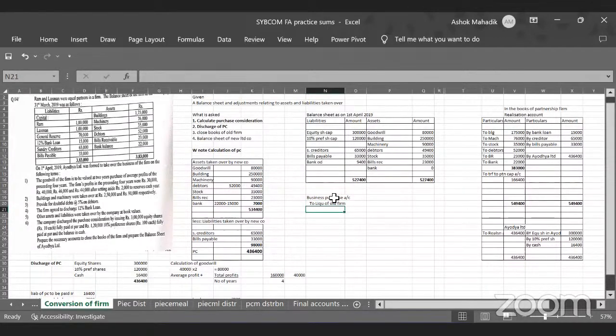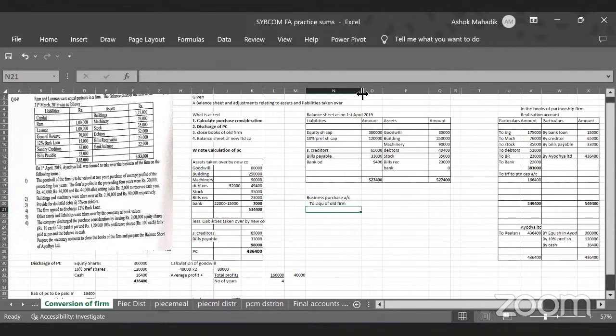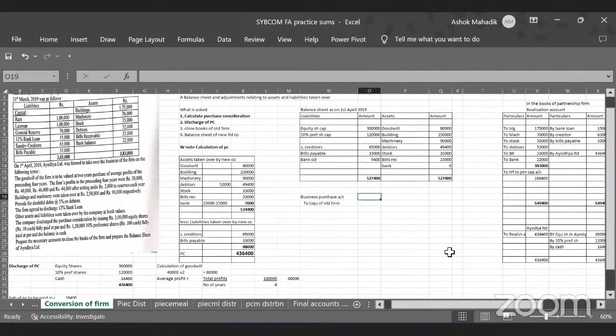Entries are fixed, they won't change. And this entry will be with the purchase price amount, PC amount. Clear? I'll put the values: 4,36,400, with 4,36,400.